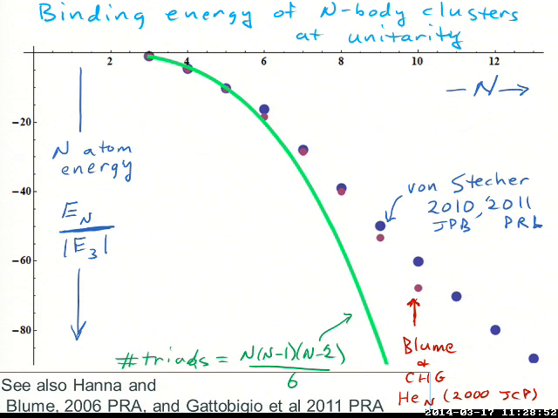Each triad is bound by Efimov physics. And at least for the lowest few clusters up to 6 or 7, it follows this trend fairly well.